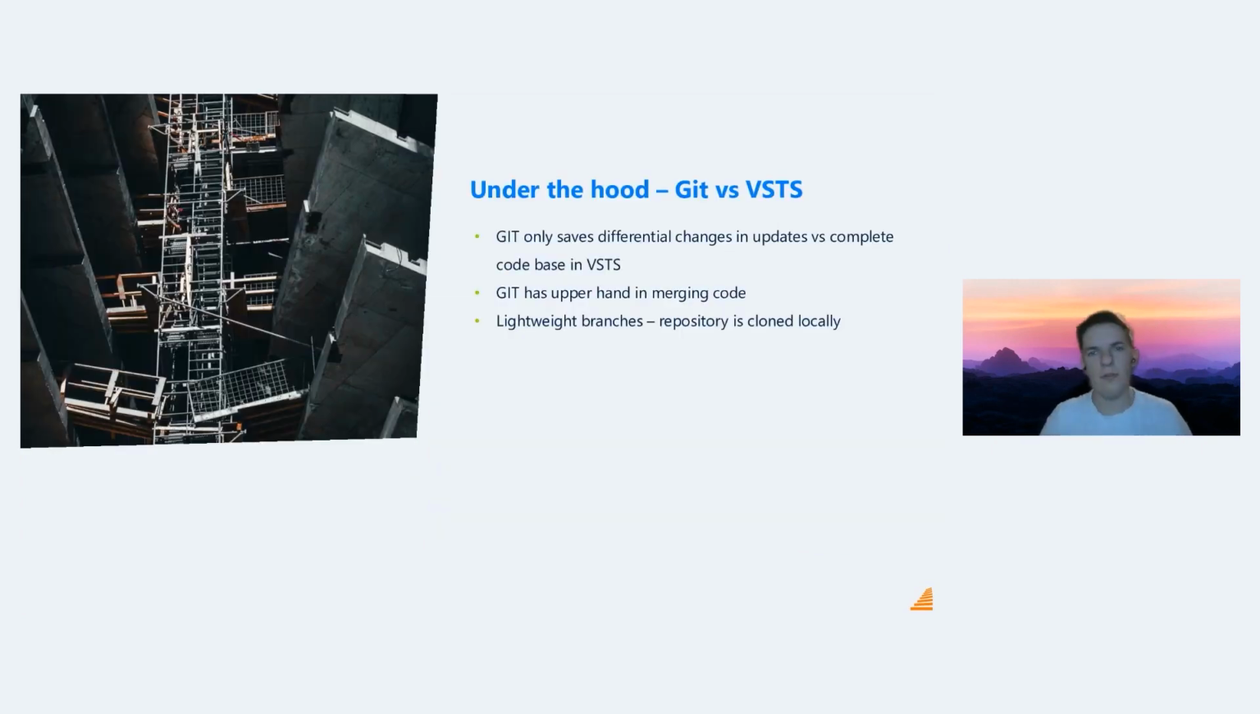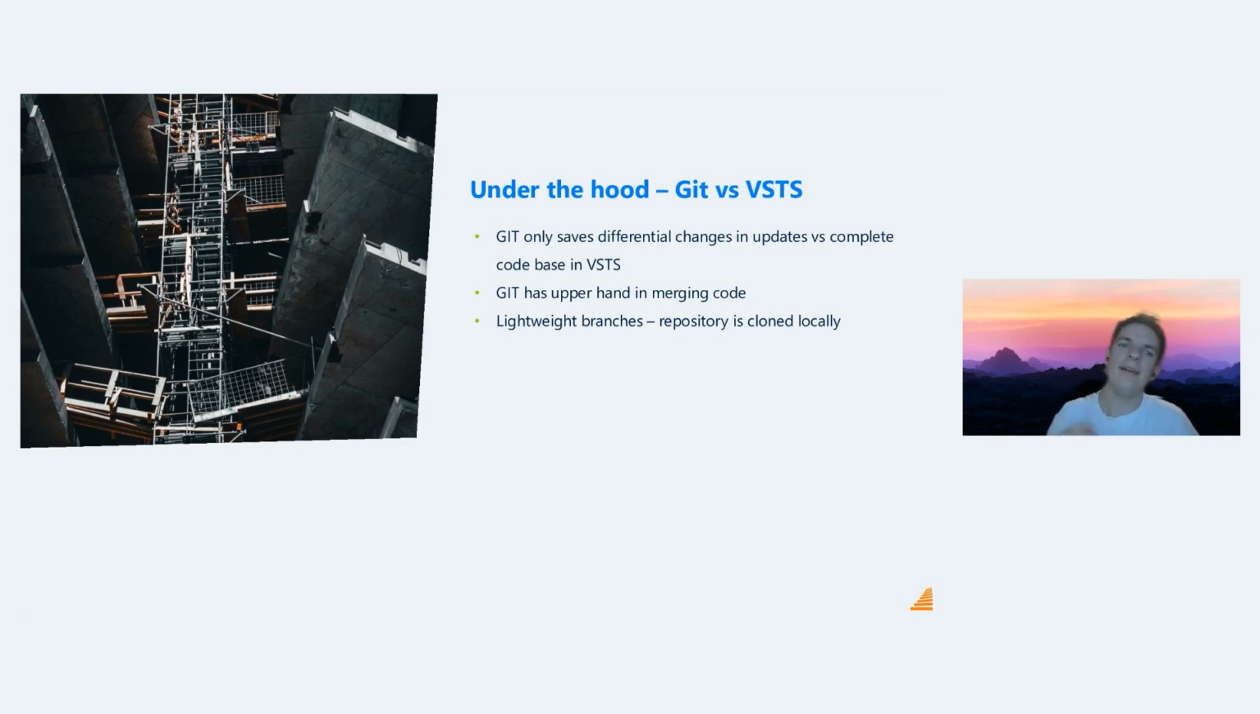And under the hood, how is Git different from VSTS? There are big differences under the hood in how this source control works. But in a nutshell, Git only saves differential changes. VSTS saves the entire code base, the entire branch. Every time you push a change, it pushes the entire code base. Git only pushes deltas, changes.